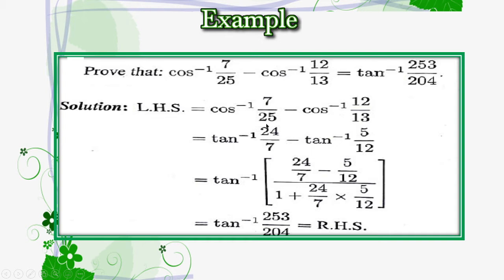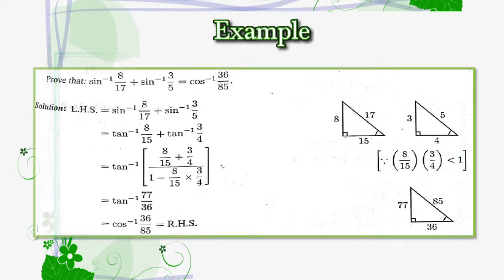Again, using the Pythagoras property, first of all you find out the third side, or else you should know that 7, 24 and 25 are Pythagorean triplets. And same way for this triangle, 12 and 13, we know 5, 12 and 13 are Pythagorean triplets. So we will convert in tan and then we will apply this property of tan inverse x minus tan inverse y. And then after solving we will be able to prove it equal to the right hand side.